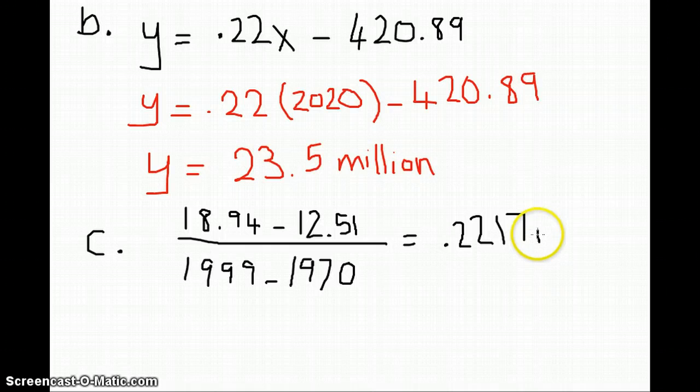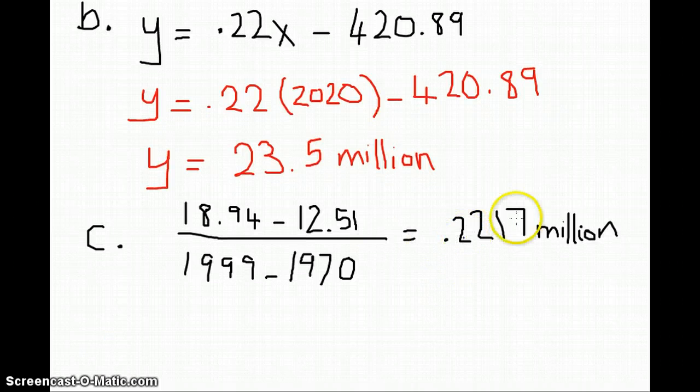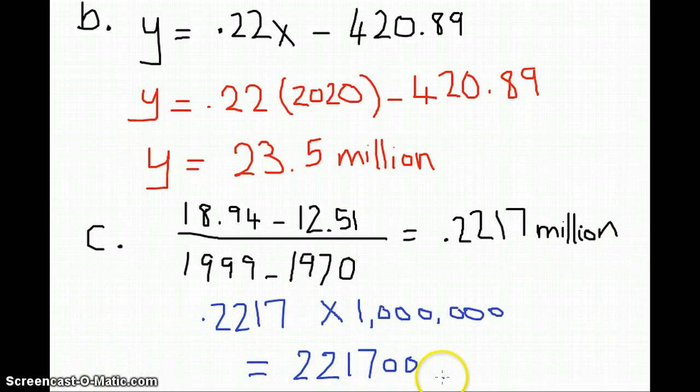Now that's 0.2217 million people, right? Because they gave us in the table that the population is in millions, and you'll see in the table that under the word population it says millions. So 0.2217 and then more decimals, million people. Now I don't want millions anymore, so I can multiply 0.2217 times a million, because it's 0.2217 million. If you do that multiplication, you'll get 221,700, which is great. We got the right answer.